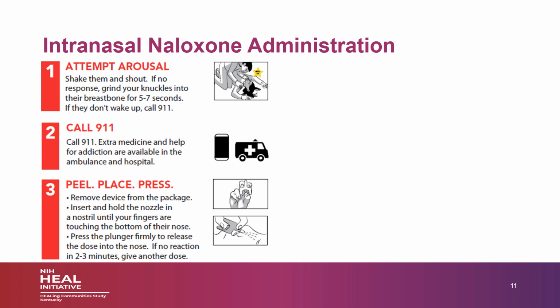First, you're going to open the box and peel back the packaging to open one of the naloxone nasal spray devices. Next, lay the person down on their back and insert the end of the nasal spray device fully into their nose until the backs of your fingers are against their nose. Finally, you're going to press the plunger down firmly to release the full dose of naloxone into their nose.